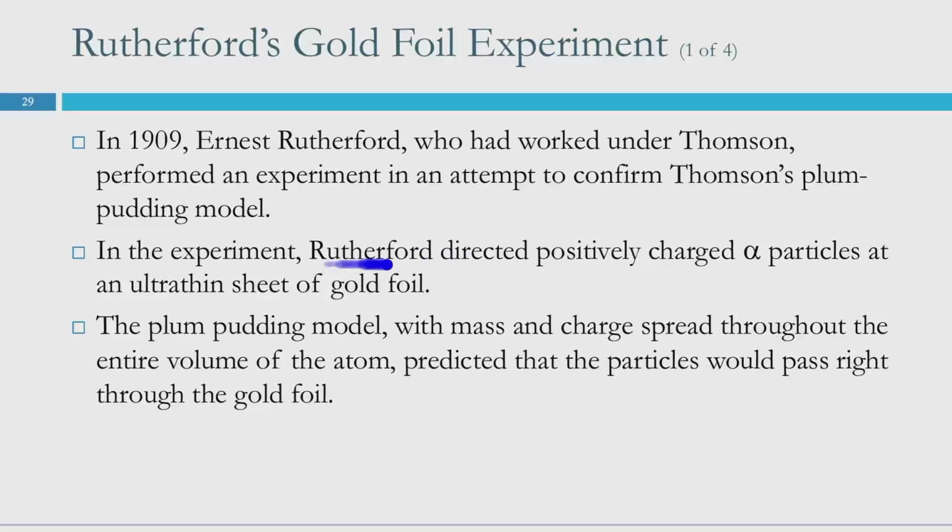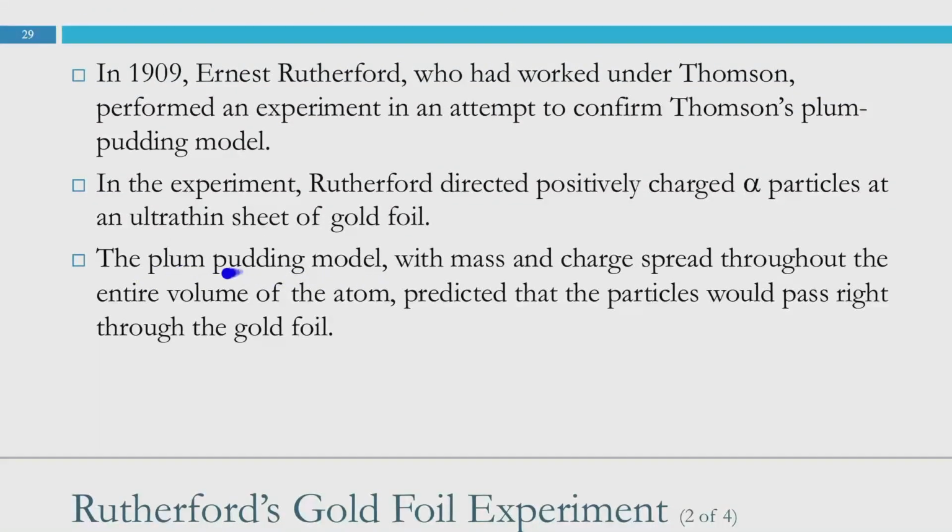So in his experiment, Rutherford took positively charged alpha particles. Again, these are big particles. And he shot these particles at really, really thin gold foil. So a little thing of gold foil, and then he had an alpha source that was shooting particles at it. We'll see a picture of that on the next one.